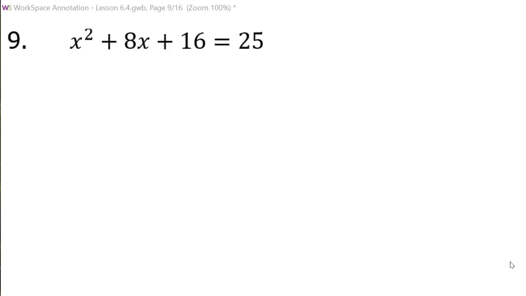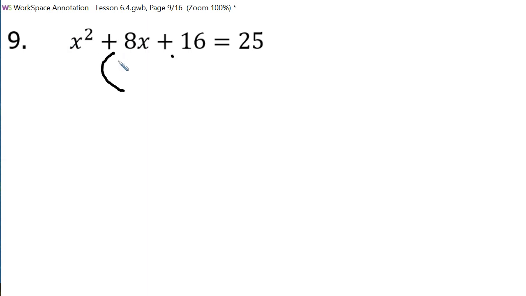Okay, number 9. How is number 9 different? On the left side, we have how many terms? 3. 3 terms makes it a trinomial, and these are a special kind of trinomial called perfect square trinomials. So what we're going to do is factor that trinomial. It factors real nice and quick.